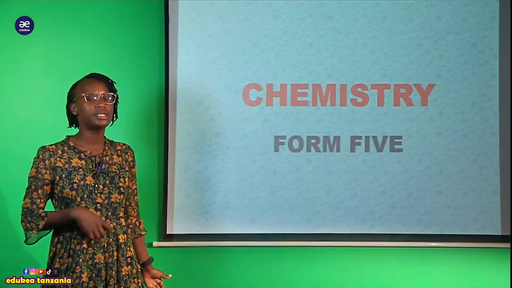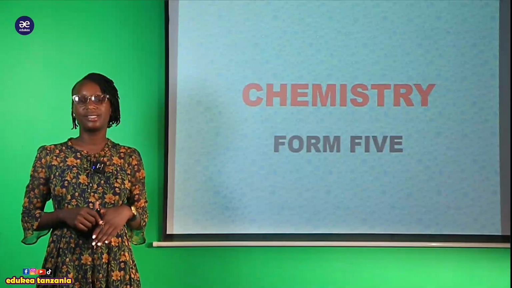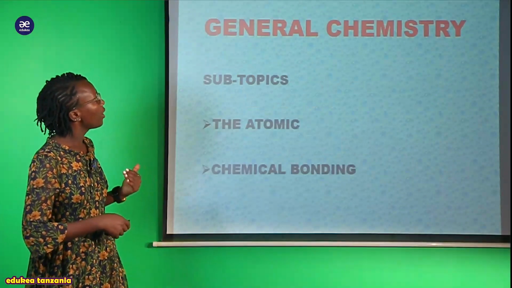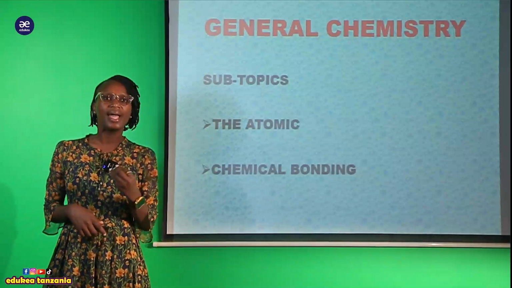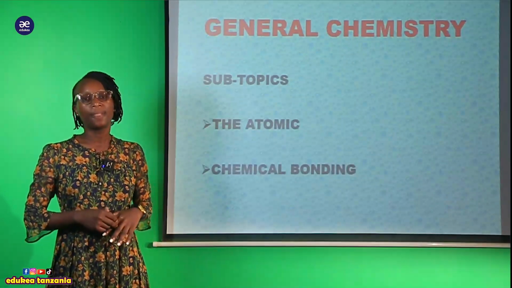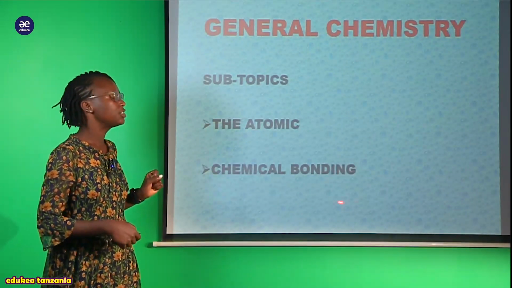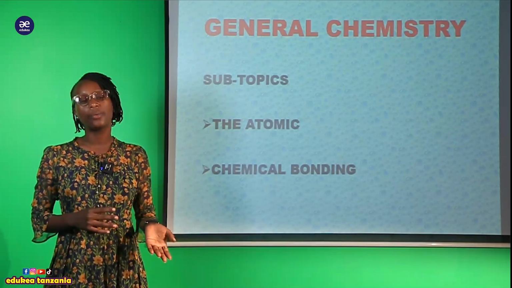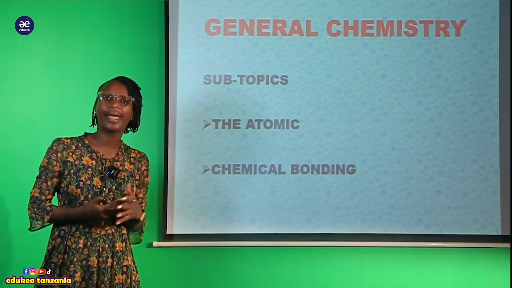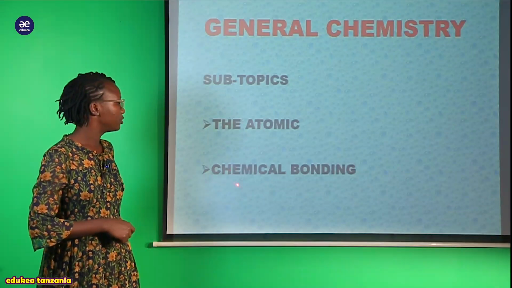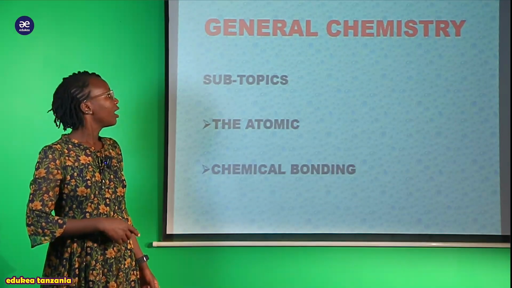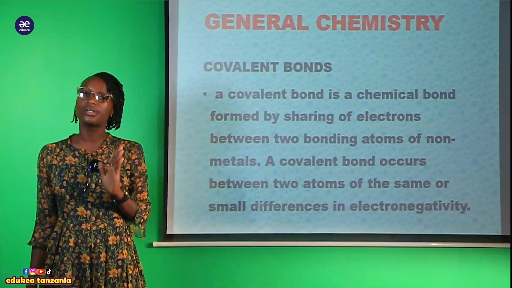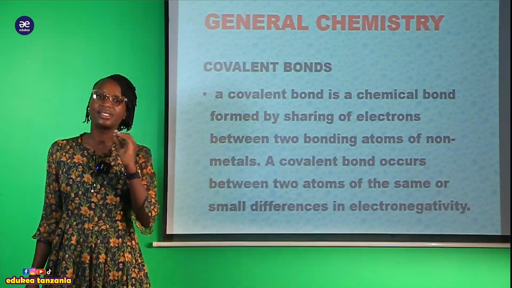And here, my student, we have our chemistry subject and our class level is Form 5. We are proceeding with our concern, which is general chemistry, and we are in the second topic known as chemical bonding. For today we are going to start to discuss a new concept, the covalent bond.